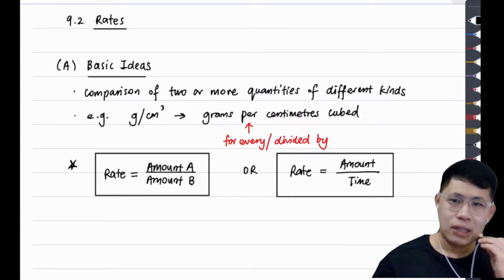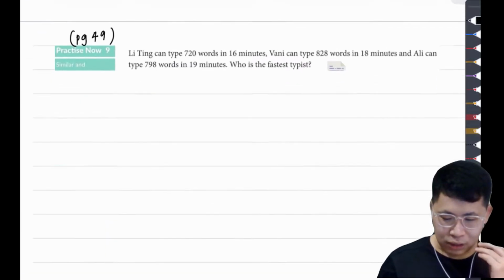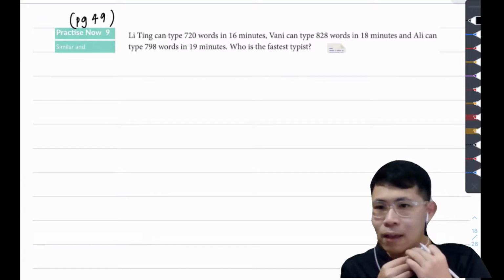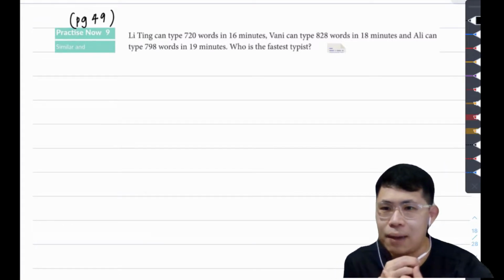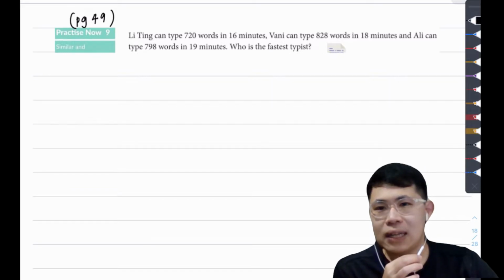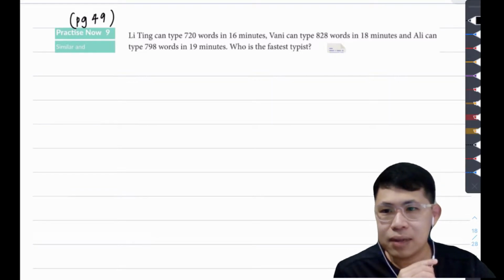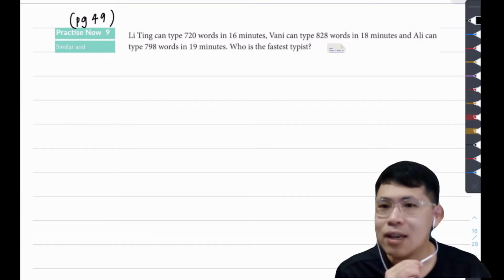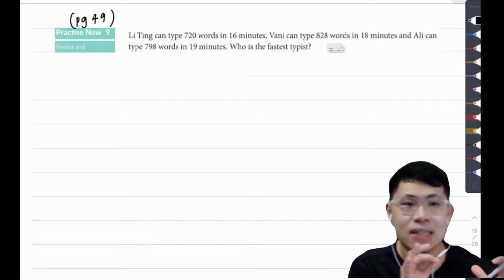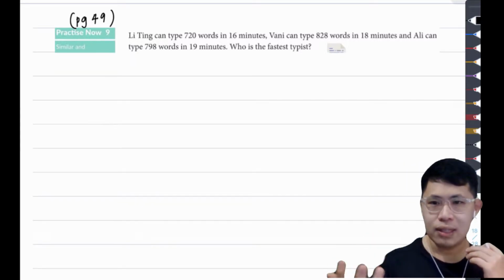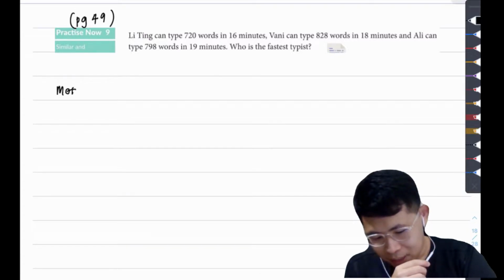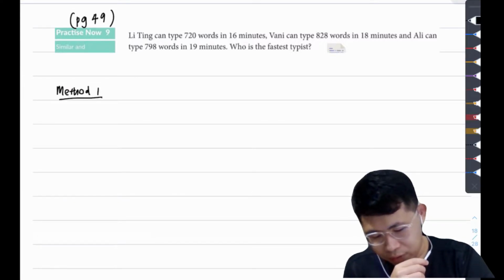So without further ado, let's go on to practice 9 on page 49. Li Ting can type 720 words in 16 minutes. Vani can type 828 words in 18 minutes. Ali can type 798 words in 60 minutes. Who is the fastest typist? In order to find the fastest typist, it will be good to convert all of these to 1 minute and compare. We have two methods over here. I would recommend method 2, but I will show you what you have done previously.